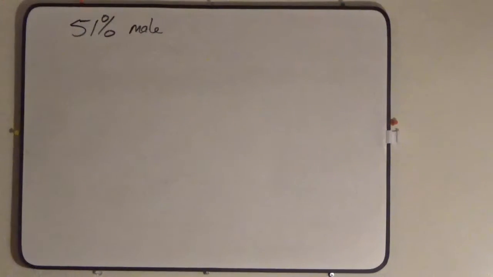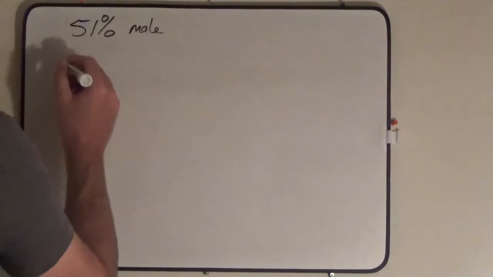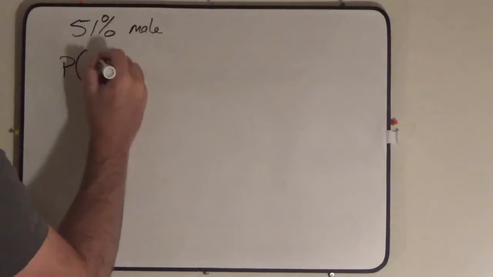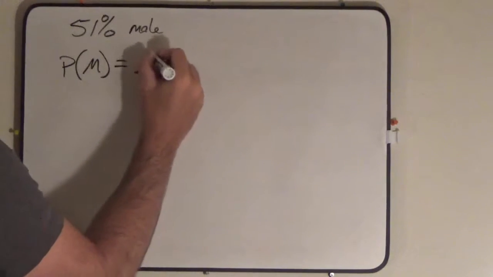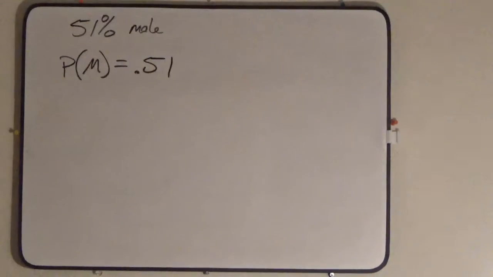One adult is randomly selected. Now, we are actually going to have to find the probability of it being a male. The probability of this being a male is 0.51. I moved the decimal twice to the left on 51%. That gives me 0.51.